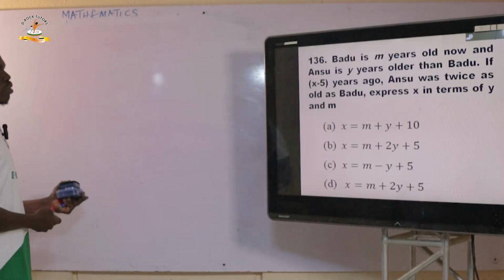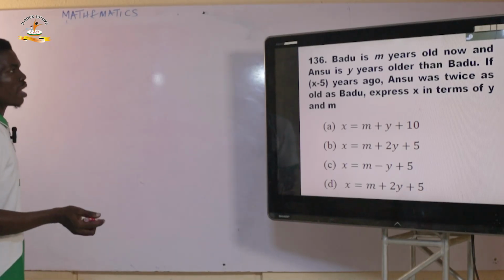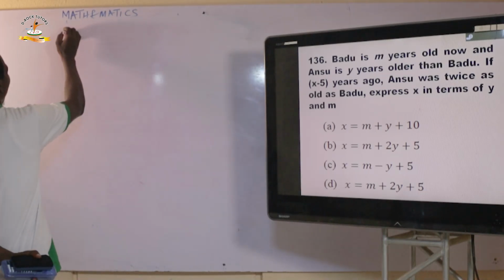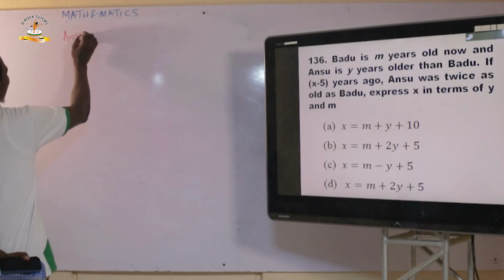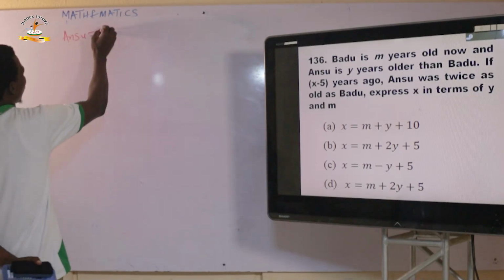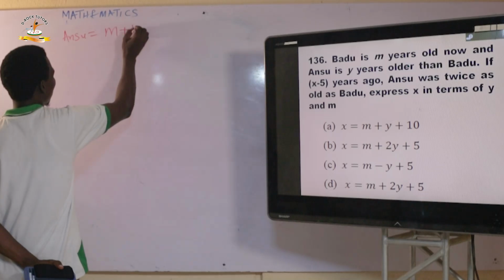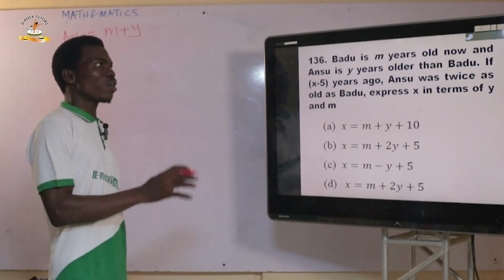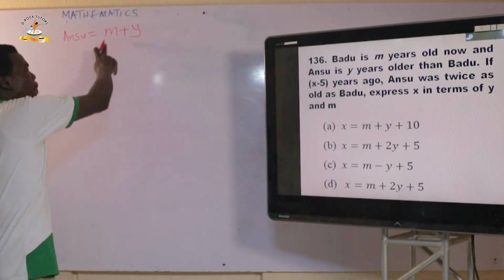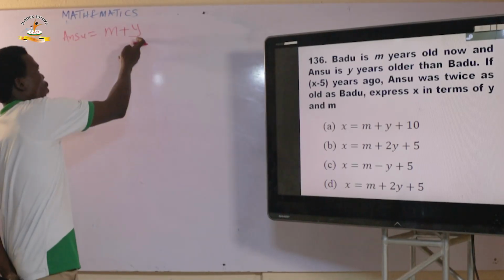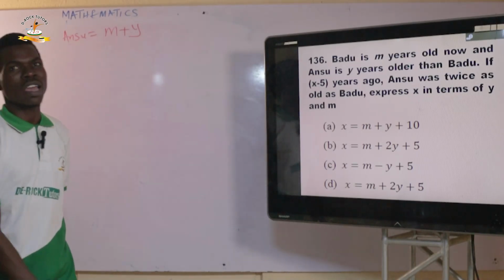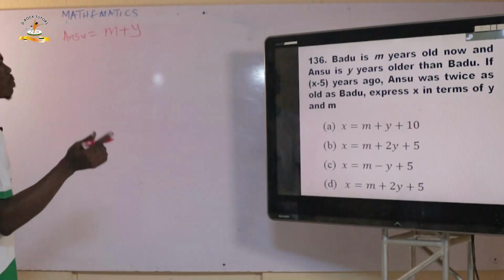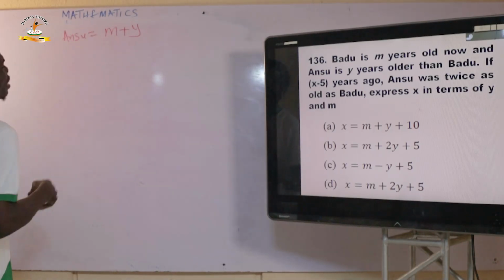So Badu is n years old now, and Ansu is y years older than Badu. So Ansu will be what? Y years older than Badu, meaning his age is n plus y. Hopefully that is fine, because Badu is n years, but Ansu is y years older than Badu. So that is why it has to be n plus y.